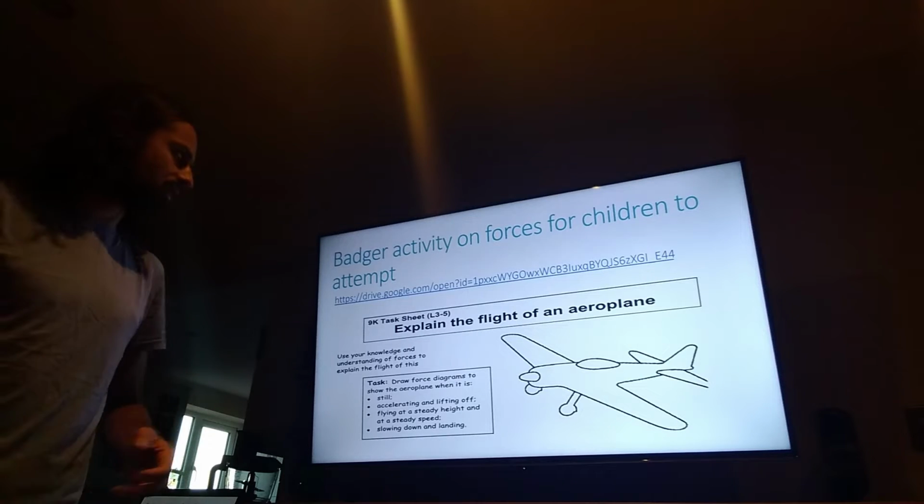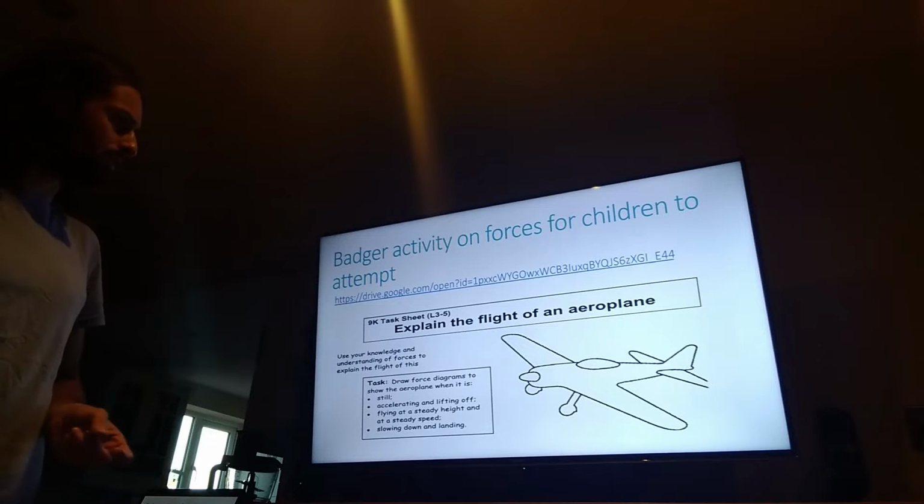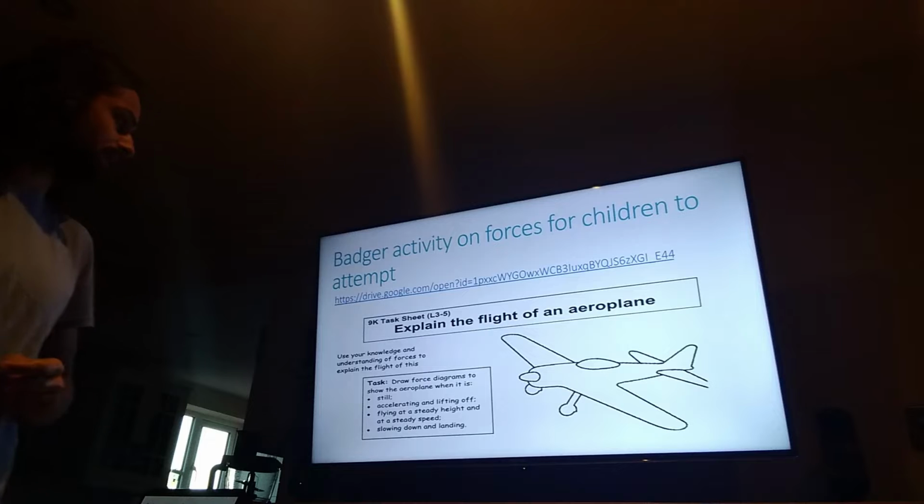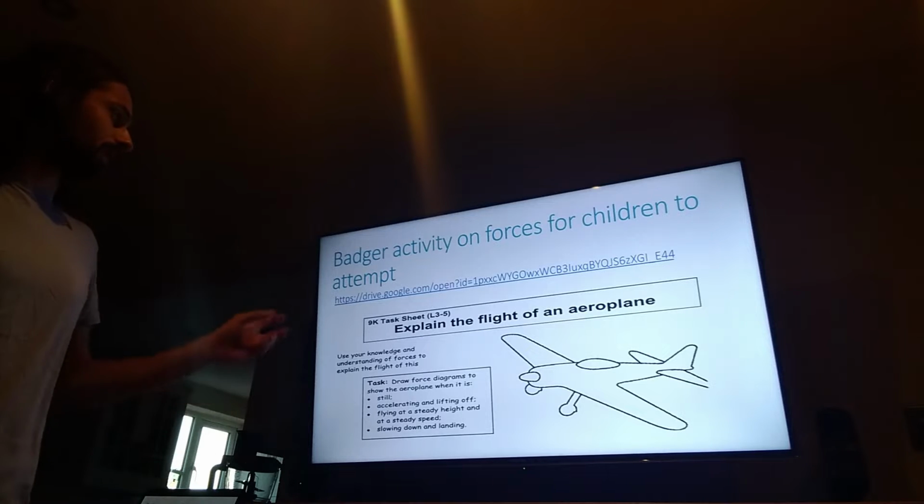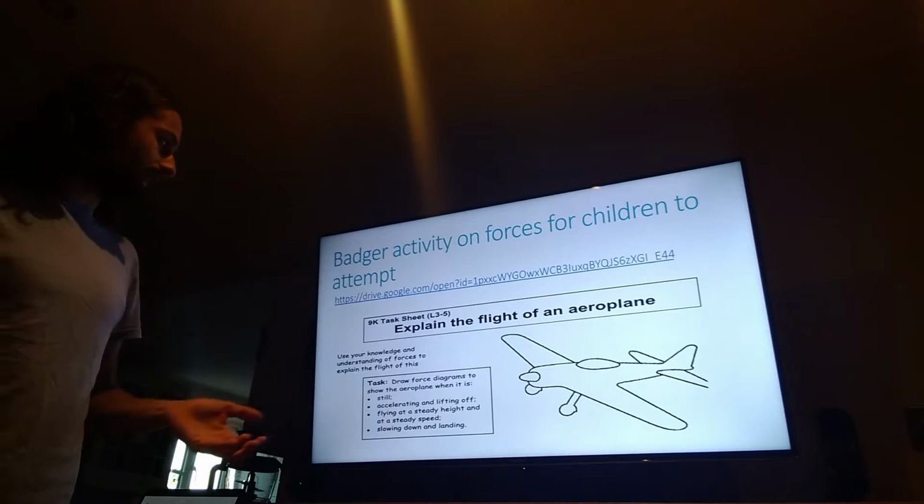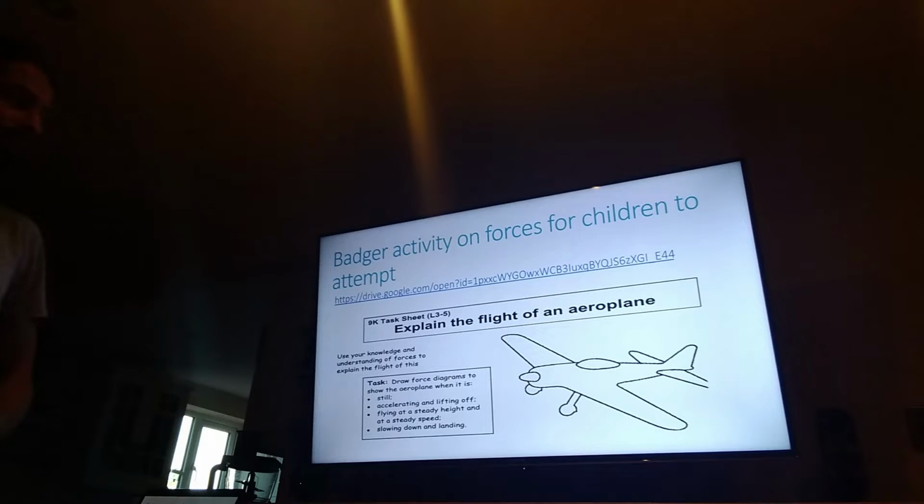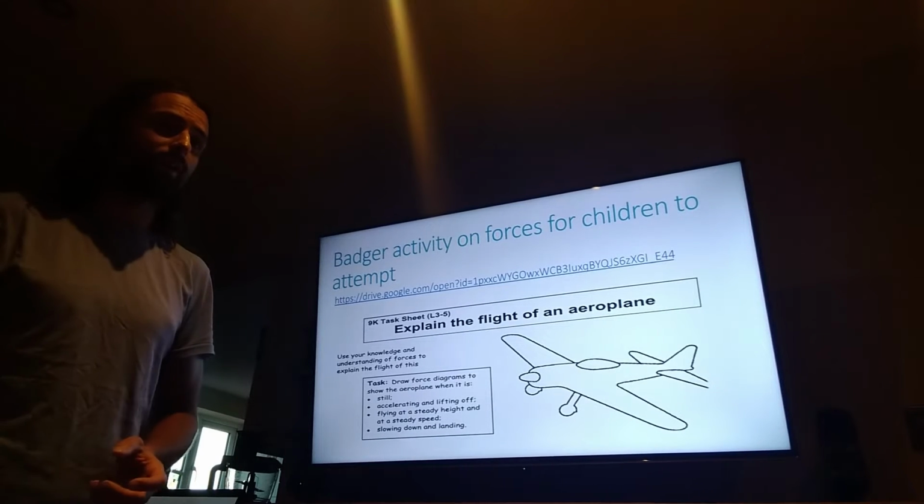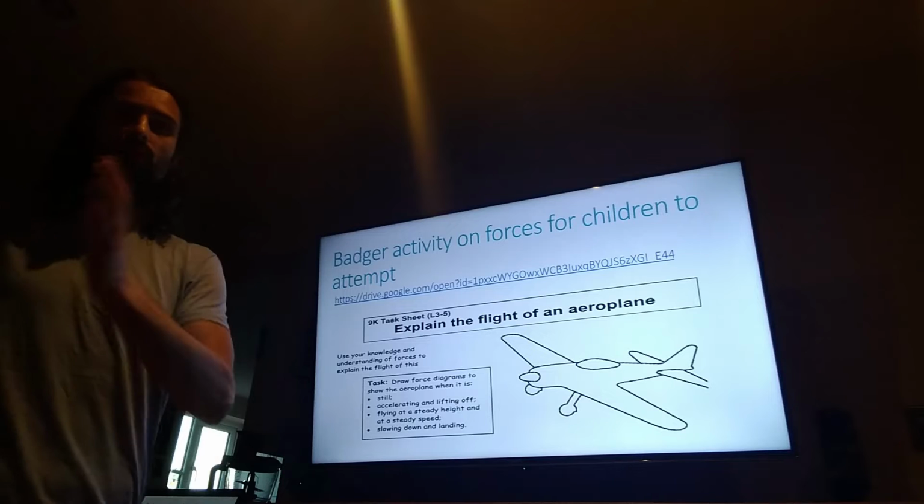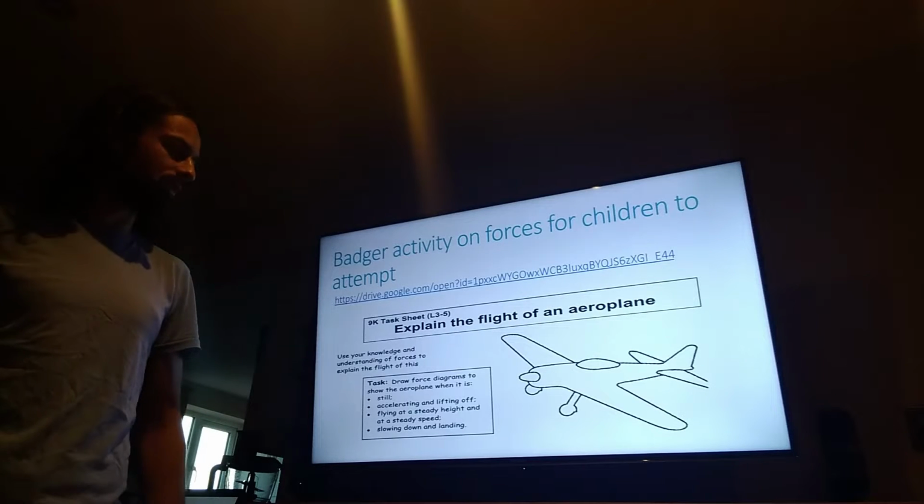Now these are differentiated, so they're based on different levels for Key Stage 3 science. So you've got some that are level 3 to 5 and some that are higher than that, and they'll describe the task, they'll give you some key words, and then also in there is how you can achieve the different levels and what you need to do.